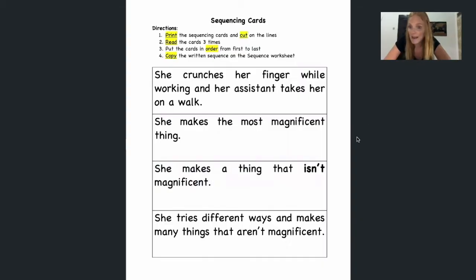So if you come back here, which one is for that picture? She made many things and they were not magnificent. It's going to be the first one, the second one, or the last one, because remember, we've already done this one. Many different things and all of them were not magnificent. Very good. That's going to be this one right here. She tries different ways and makes many things that are not magnificent.